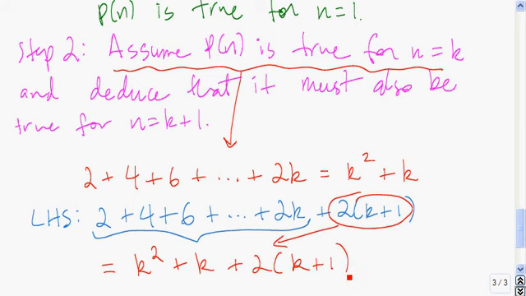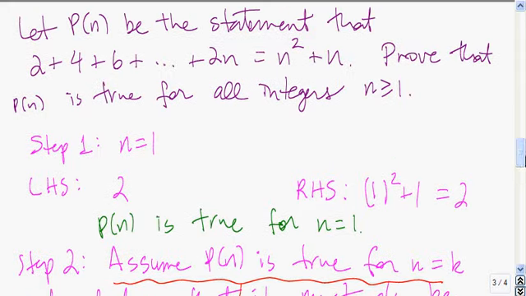Okay, so we have k squared plus k plus 2k plus 2. So it simplifies to k squared plus 3k plus 2. So the left-hand side is equal to k squared plus 3k plus 2 when n is equal to k plus 1. Okay, now press pause while you work on the right-hand side.